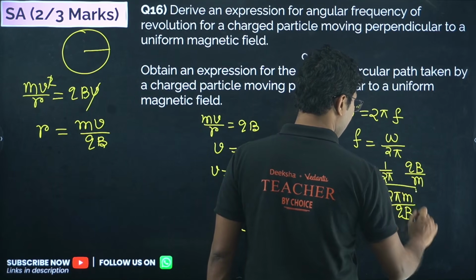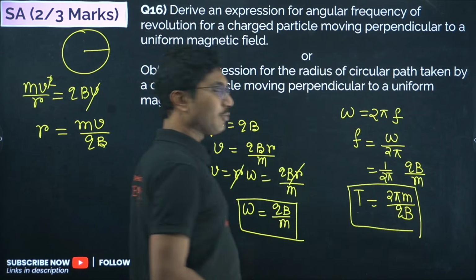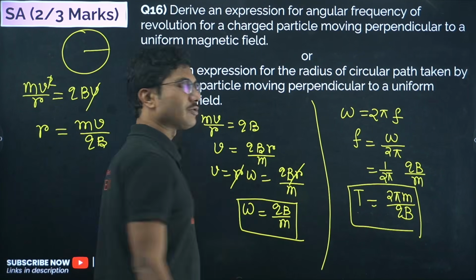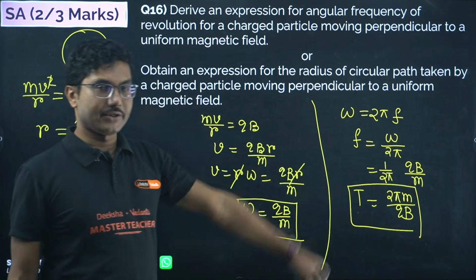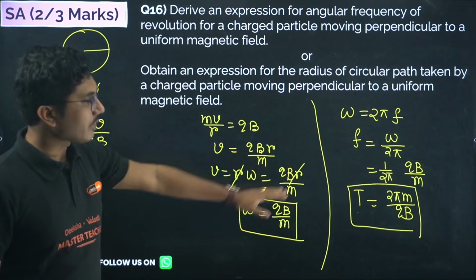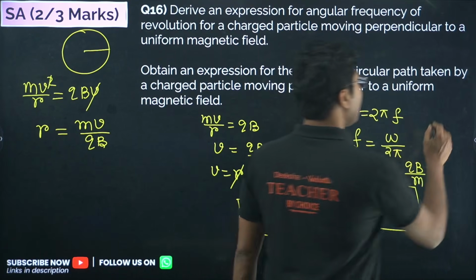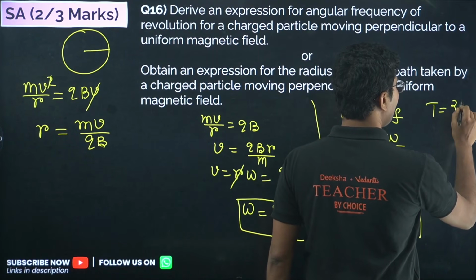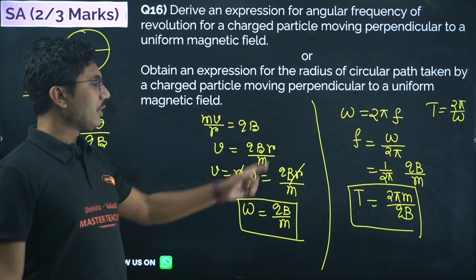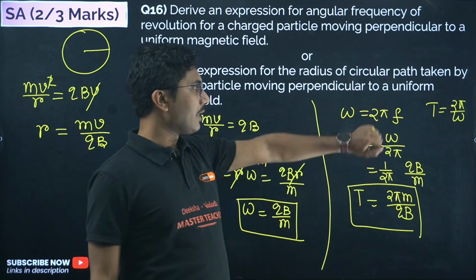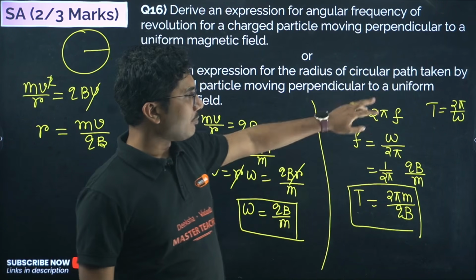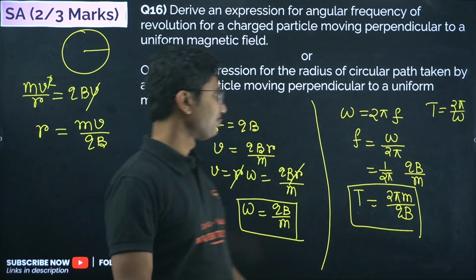Okay, so all these questions can be asked from this same question. Time period, frequency. If they ask only frequency, you have to find this. If they ask time period, obviously you have to find this. Now, the shortcut for finding time period is that time period is 2 pi by omega. So you calculate omega, then you can directly calculate time period or frequency. Frequency is omega by 2 pi and time period is 2 pi by omega.